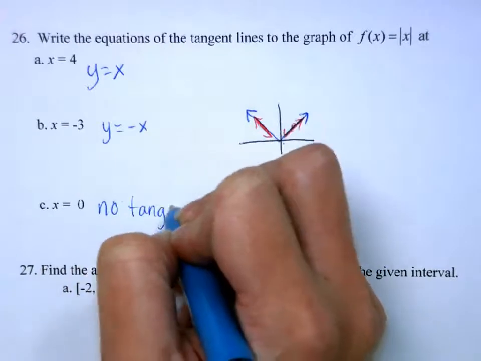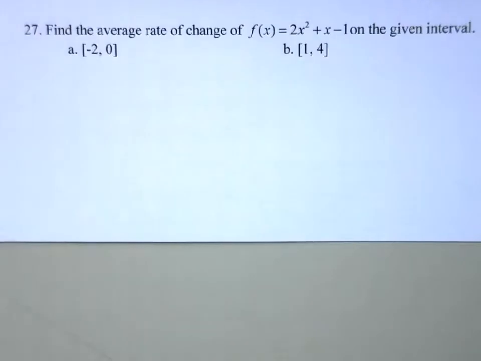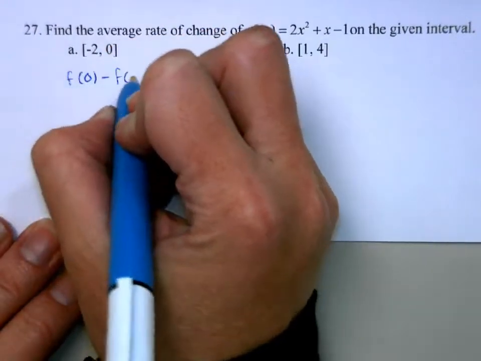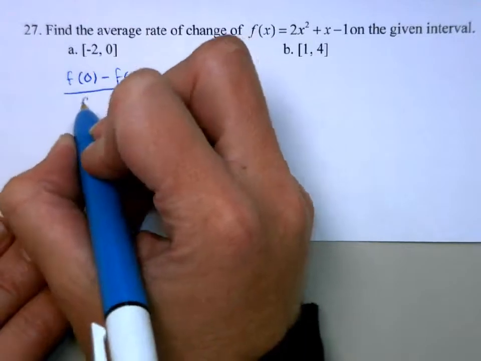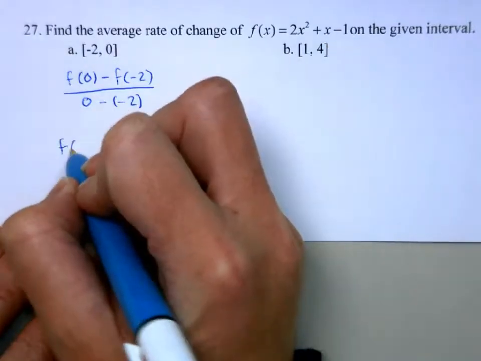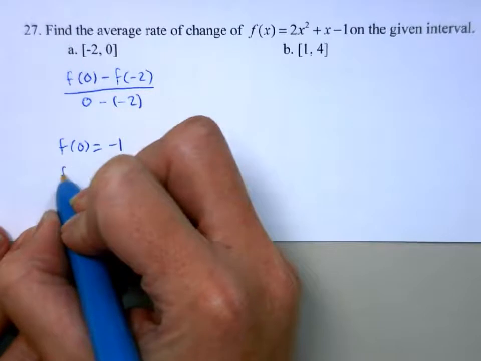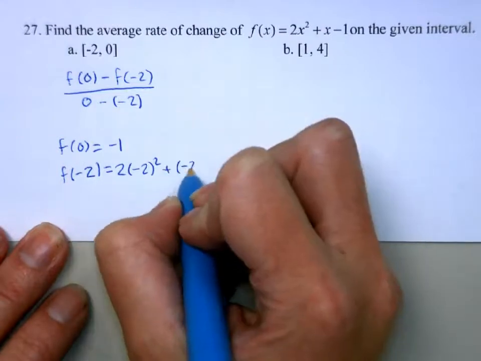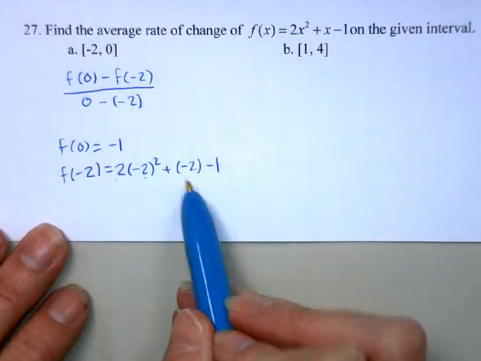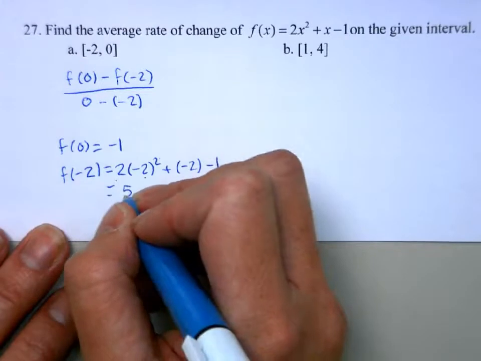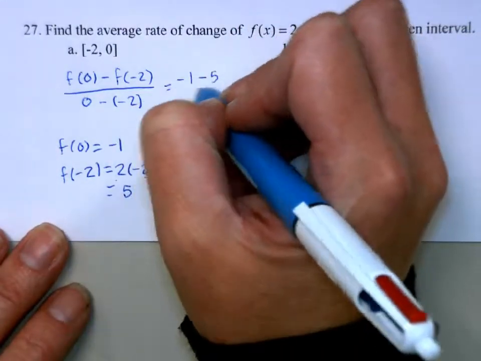Average rate of change is just another way of saying slope. Okay, so it's going to be f of 0 minus f of -2 over 0 minus -2. If you evaluate f of 0, that's going to be -1. F of -2 is going to be 2 times -2 squared plus -2 minus 1. So we get 4 times 2 is 8 minus 2 and minus 1 is 5. So this is going to be -1 minus 5 over 0 minus -2 is 2. So this is -6 over 2, which is -3.